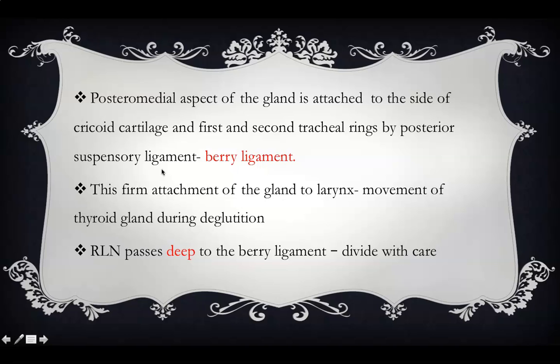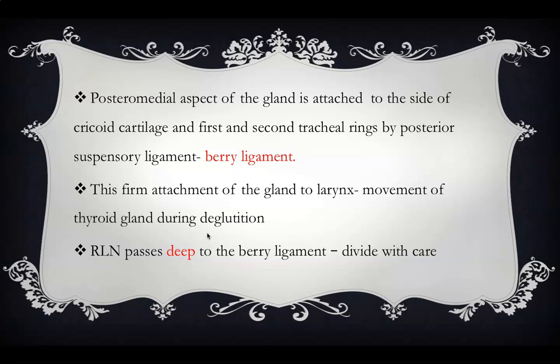So the ligament which is attaching the thyroid gland to the trachea is called Berry's ligament. This is important, you should know that. And this firm attachment of the gland to the larynx is the cause of movement of the thyroid gland during deglutition. Now, the recurrent laryngeal nerve passes deep to Berry's ligament.